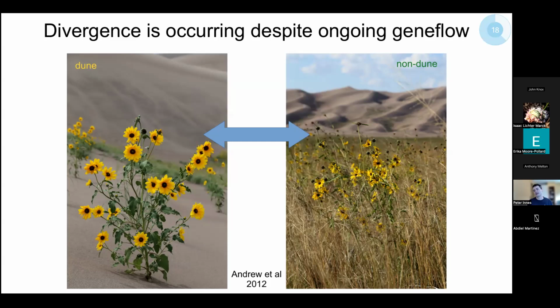So this divergence, the differentiation between these ecotypes, is occurring despite some ongoing gene flow between the populations. In some cases, the dune and the non-dune populations are within a few hundred yards of each other. And this is a really important point because it highlights the strength of natural selection in maintaining these differences and their divergence. And so natural selection is really the primary evolutionary force in this system, it seems.